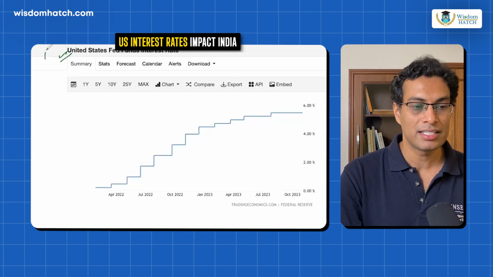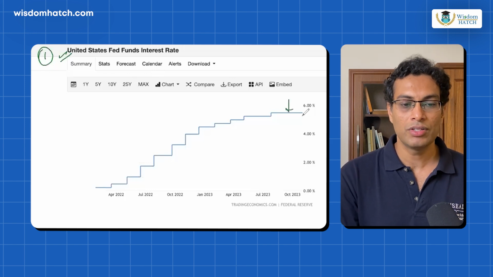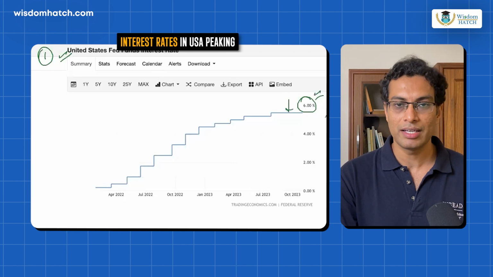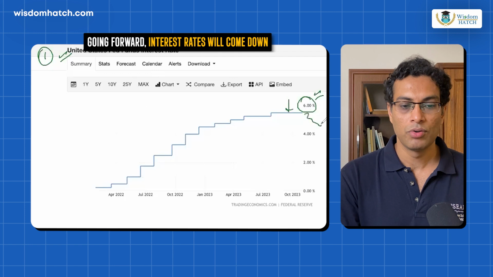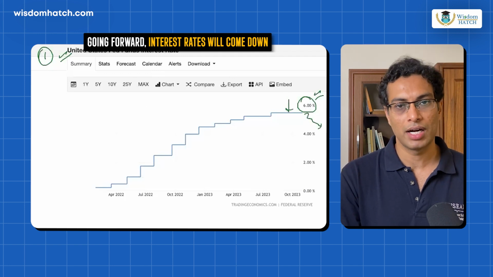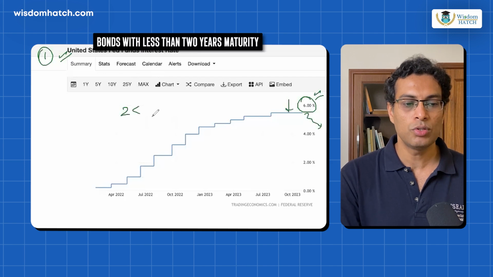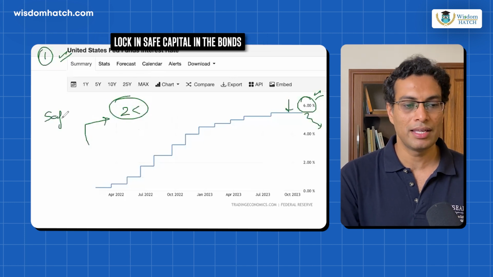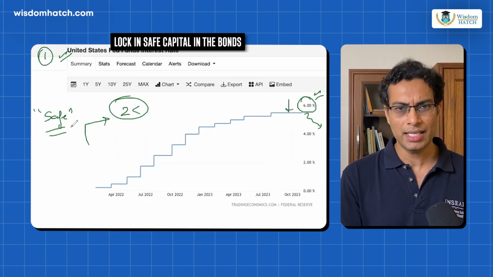So anyways, the first reason why Mr. Buffett is buying bonds is very, very simple: right now the interest rates in the US are peaking. Now, what does interest rate peaking mean? It means that Mr. Buffett himself now considers that, going forward, interest rates are going to be cut. So what he's trying to do is buy bonds with less than 2-year maturity, right? And he's thinking, yaar dekho, I will at least lock in my safe capital in these types of bonds as of now. And then I will make a choice what to do next, right?